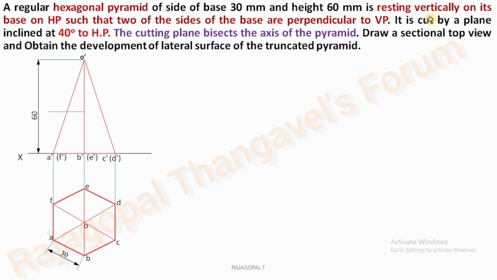Next is the cutting plane condition. The cutting plane bisects the axis of the pyramid. So, bisects, we have to take the midpoint of the axis as 30 mm. Now through this midpoint of the axis, we can complete the 40 degree inclination line. You can show it as the section plane, thick line followed by dot and dash at both ends. So the top is the removed portion, and the bottom of the pyramid is the remaining portion in the front view.